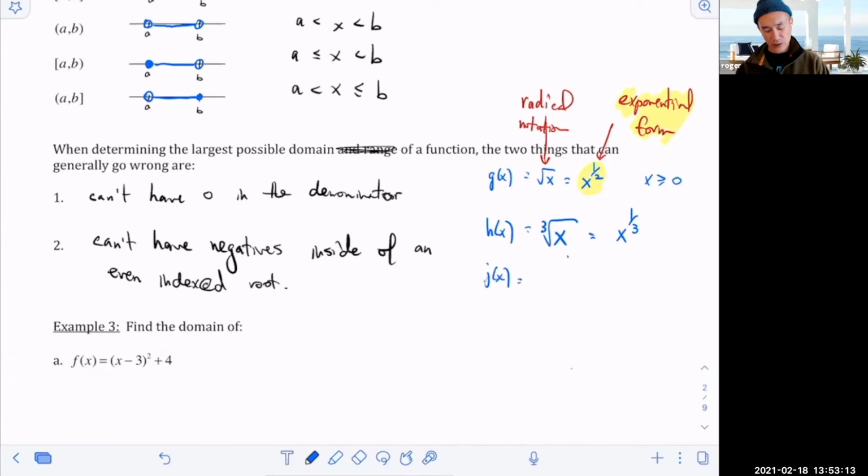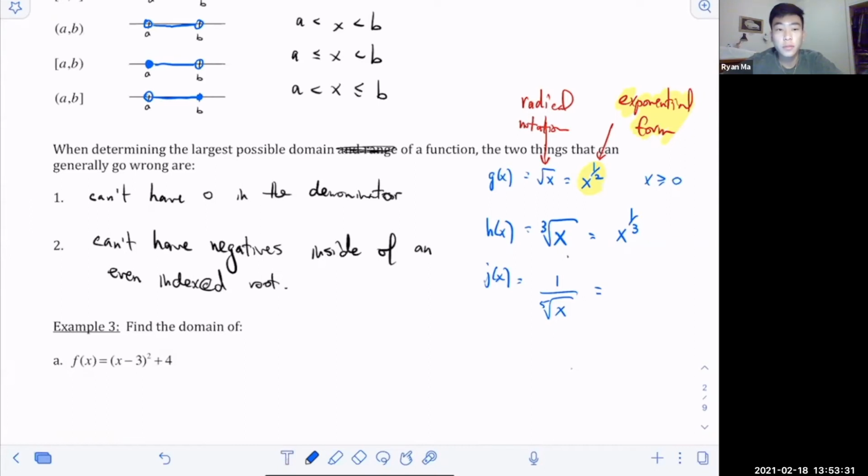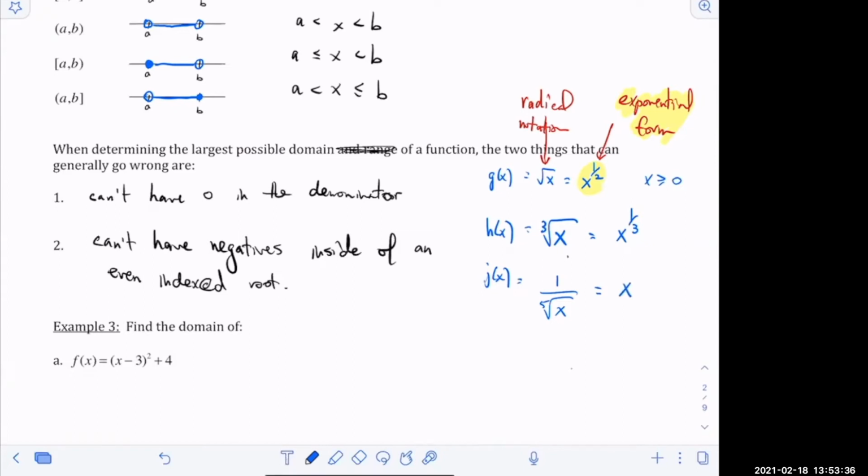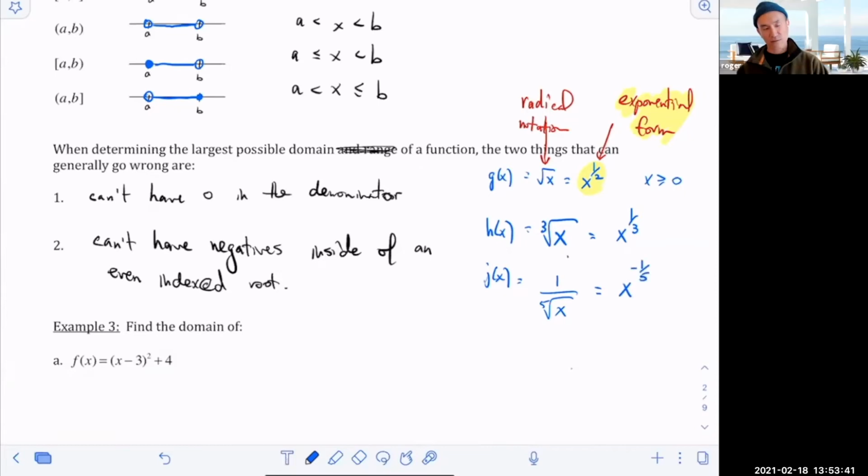What if I wanted to write j of x equal to 1 over the 5th root of x, like this? How would you write that in exponential form? J of x is equal to 1 over x to the 1/5 power. Go ahead, say it. X to the power minus 1 over 5. Right. Your answer was correct earlier, but I didn't want the 1 over. I want to get rid of the 1 over and just write it as x to some power.